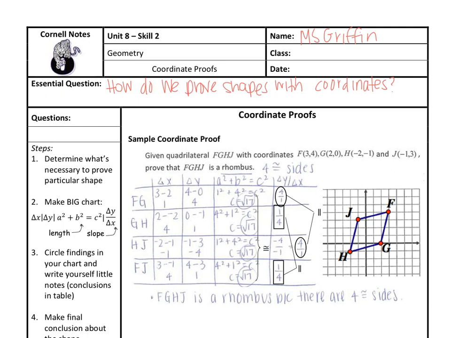We're taking a look at Unit 8, Skill 2. Last video you learned about properties of shapes, and today we're going to learn how to use those properties to prove shapes with coordinates. So your essential question for this skill is, how do we prove shapes with coordinates?